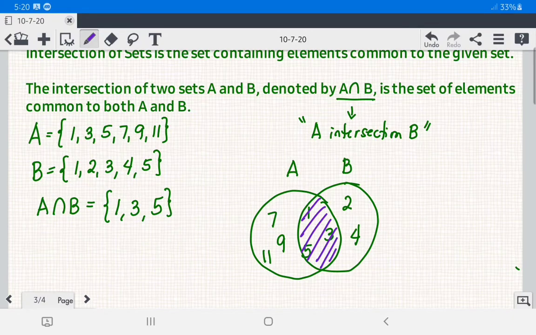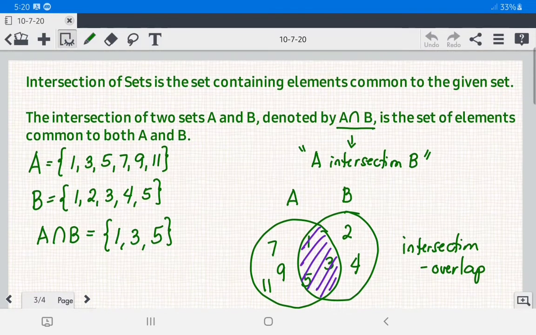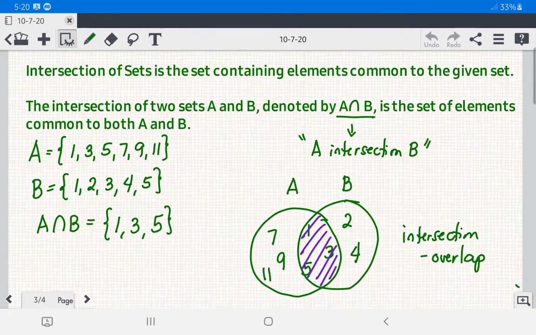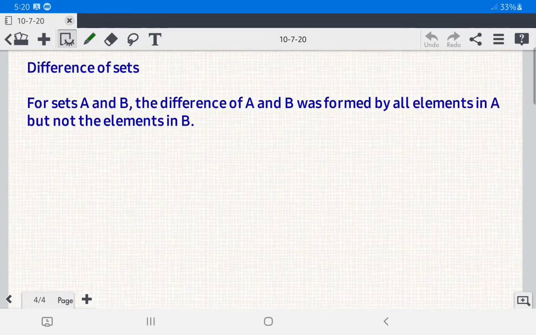So intersection means overlap, right? Okay, so that's it for the intersection of sets. Now next is the difference of sets.